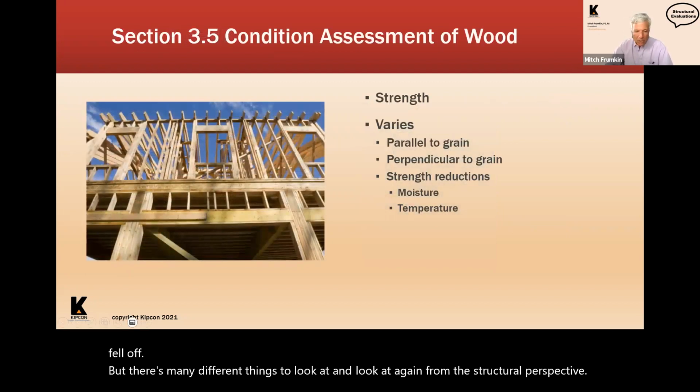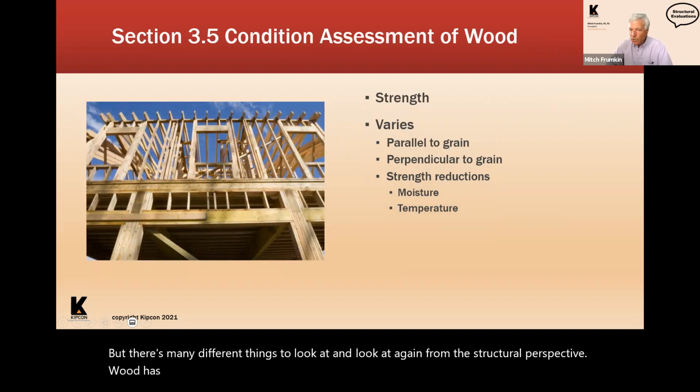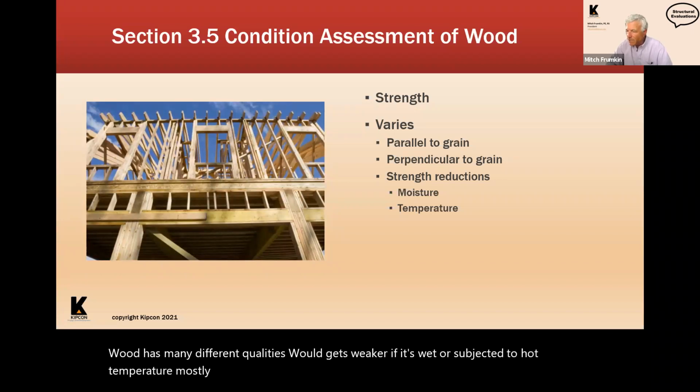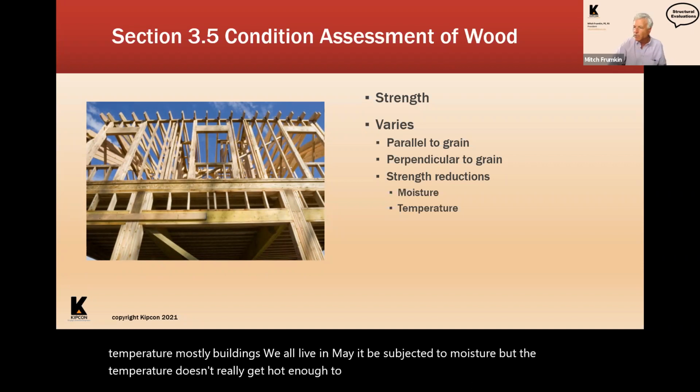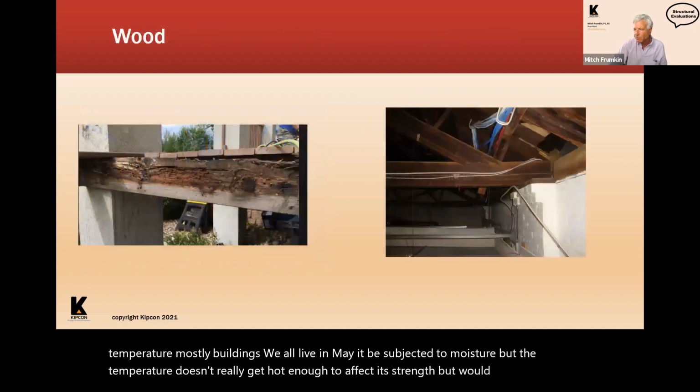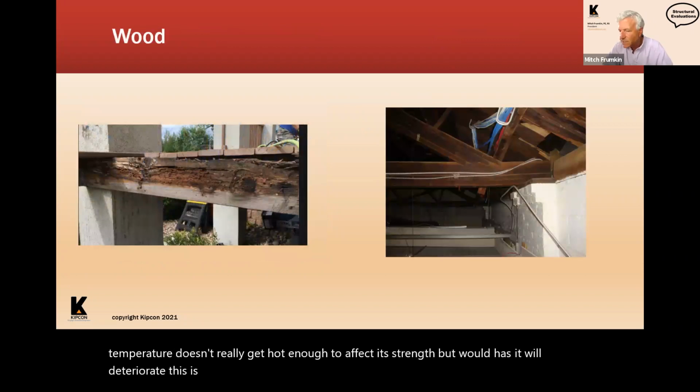Wood has many different qualities. Wood gets weaker if it's wet or subjected to hot temperature. Most of the buildings we all live in may be subjected to moisture, but the temperature doesn't really get hot enough to affect its strength. But wood will deteriorate. This is what happens. You can't even see it.